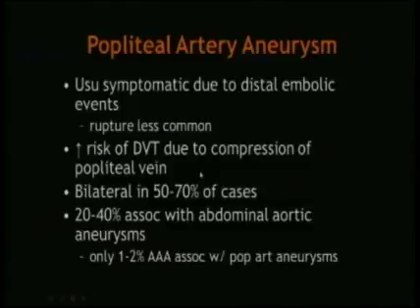One of the vascular issues related to the popliteal fossa, but not with the venous system, is a popliteal artery aneurysm. And patients can present either with patent or thrombosed popliteal artery aneurysms. These tend to be asymptomatic. They're usually symptomatic due to distal embolic events, but often they are asymptomatic. Rupture of a popliteal artery aneurysm really is uncommon.